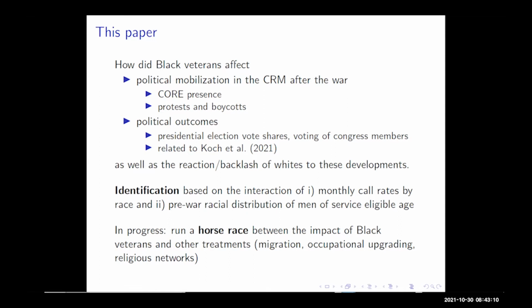And what we then ultimately also want to do is to run a horse race between the share of Black veterans in this relationship with the civil rights movement, and other things that are happening at the same time. Because in this period of time, you see a lot of different changes. So you have the Great Migration, you have large-scale occupational upgrading of African Americans. And then we want to see how these different factors compare to the Black draft rates, and which of these is relatively more influential in predicting the civil rights movement in the 50s and 60s.